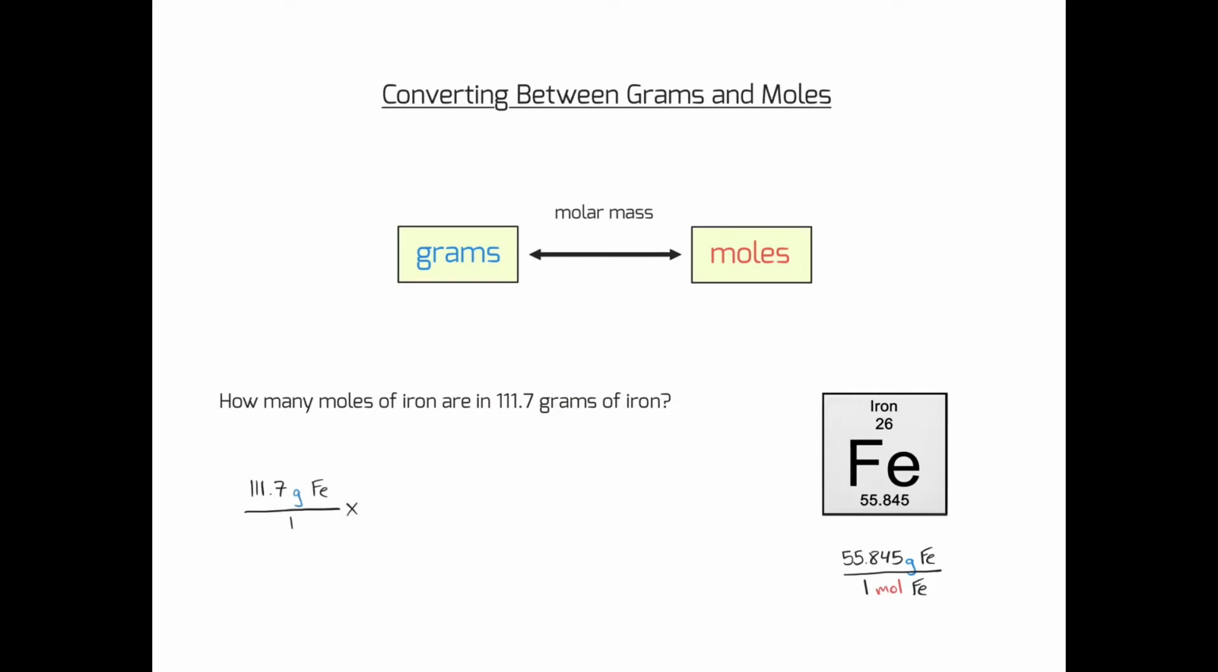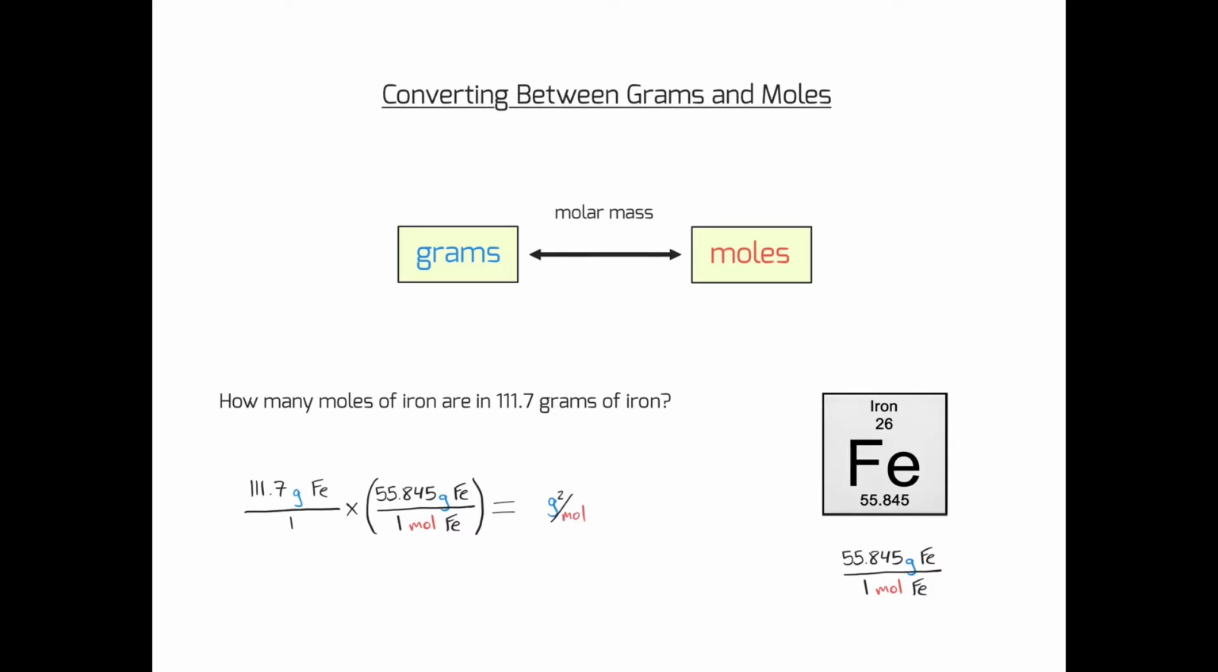We start with our 111.7 grams of iron, and I put it over 1 so it's easier to see our units cancel. And remember that anytime we set up our calculations, the most important thing to remember is to set it up so that your units cancel. So we might be tempted to multiply our 111.7 grams of iron by our molar mass. But if we did that, we can see that we would be multiplying grams of iron times grams of iron divided by moles of iron.